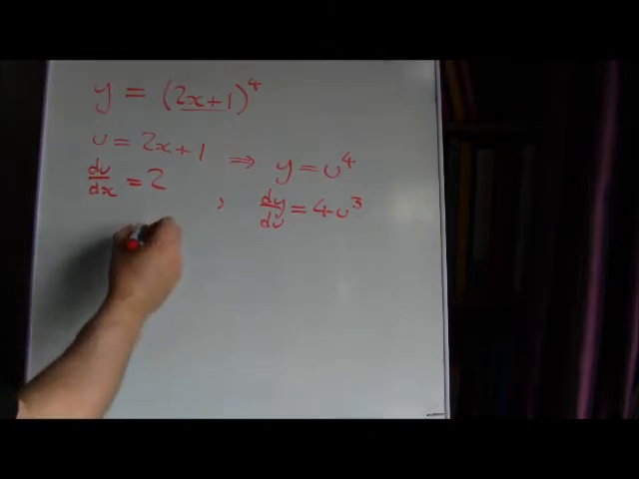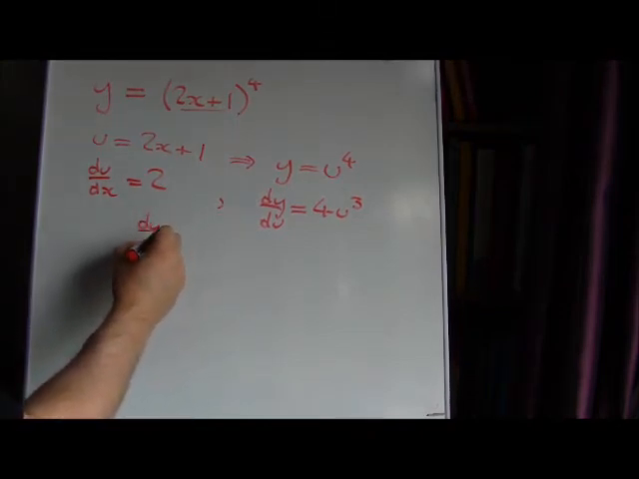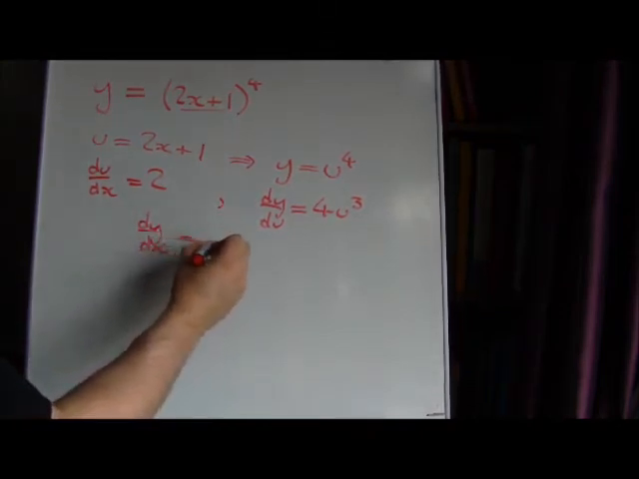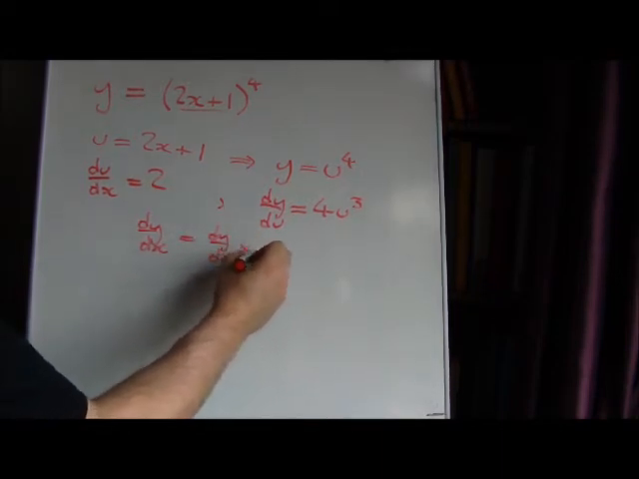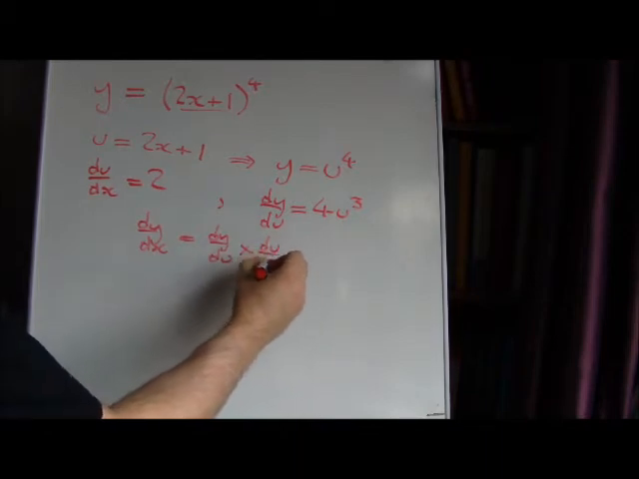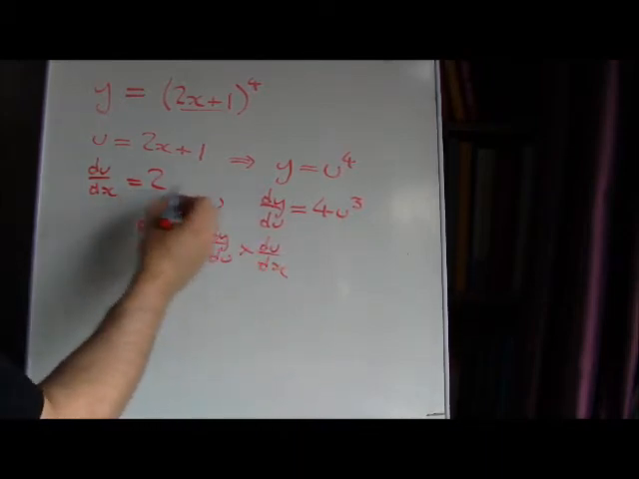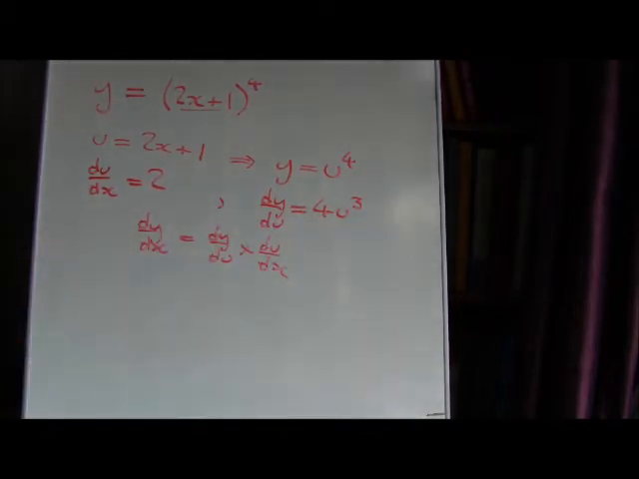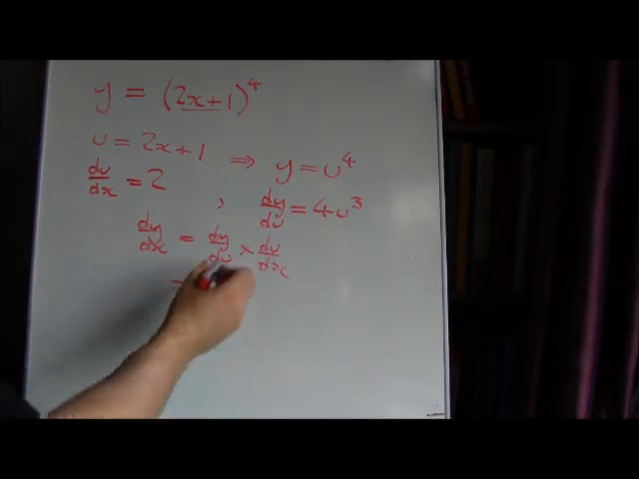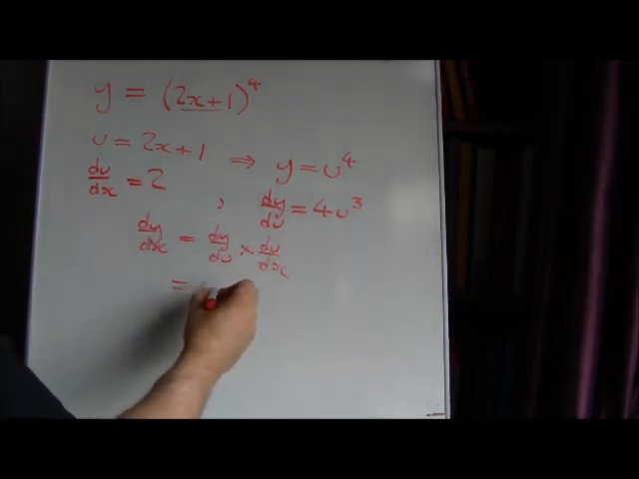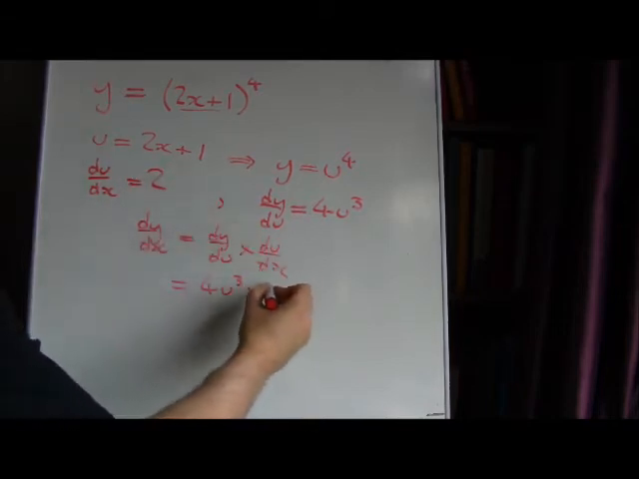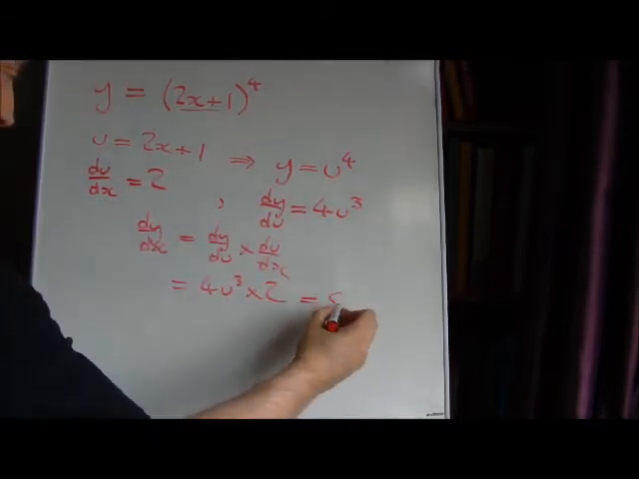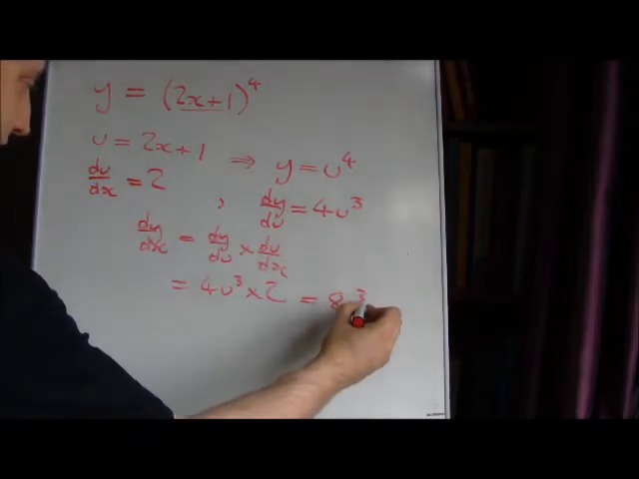The chain rule says that the gradient dy dx is just dy du multiplied by du dx. So we take these two parts that we differentiated and we combine them. So in this case we're going to get 4u to the power of 3 multiplied by 2. So that's going to give us 8u to the power of 3.